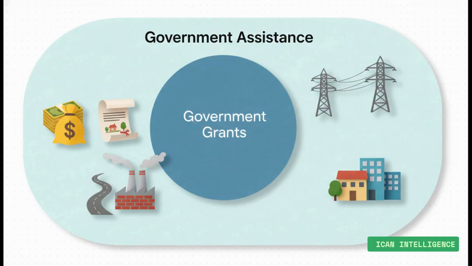A grant involves that tangible transfer of resources, like cash, that you have to account for. But assistance can be indirect. Imagine the government builds a new road that leads right to your factory. That's a massive benefit for sure, but you don't recognize that road as your own asset. You might disclose it, but it's not a grant. Getting this difference right is a common exam point.